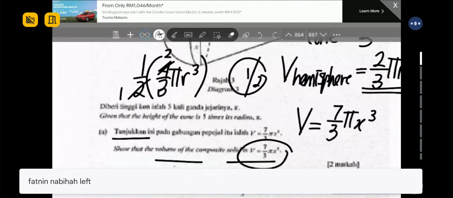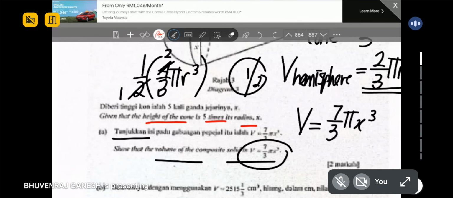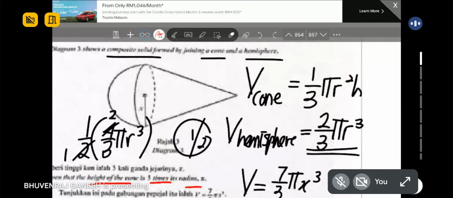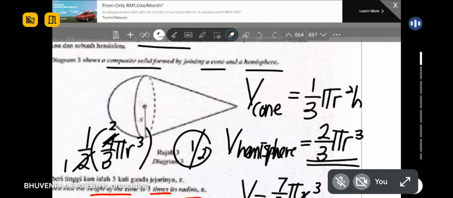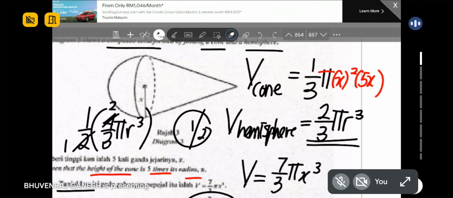Okay, so now the question says that the height of the cone is 5 times the radius x. Ketinggian cone adalah 5 kali x. So the radius, they already tell you x, right? So you can gantikan with x square, and height is 5 times the radius. So 5x. Okay? 5 kali. And then radius again is x. Okay, so you can put x over here. Yeah, macam ni lah.